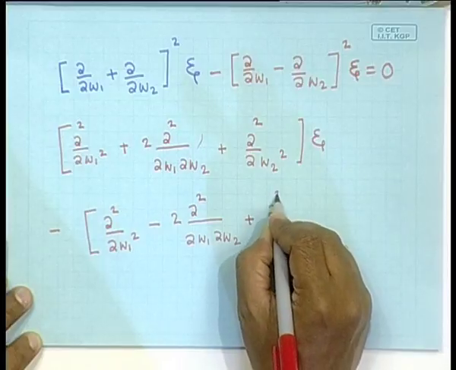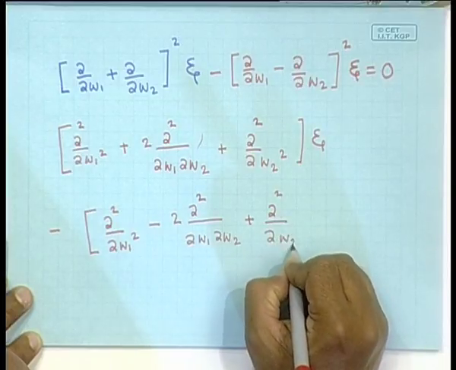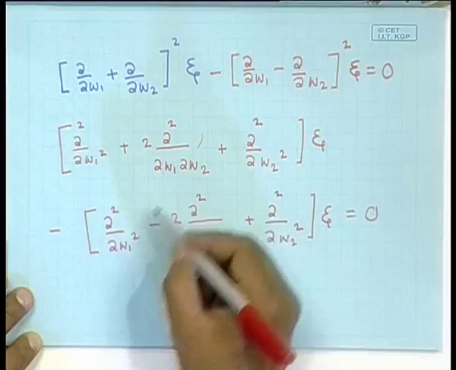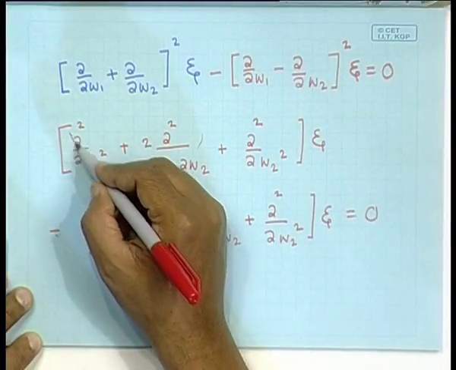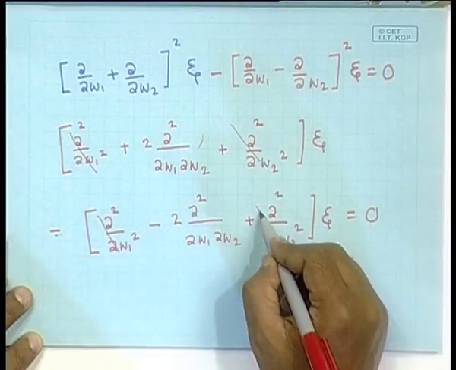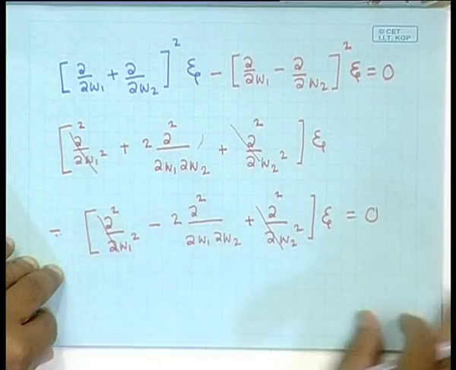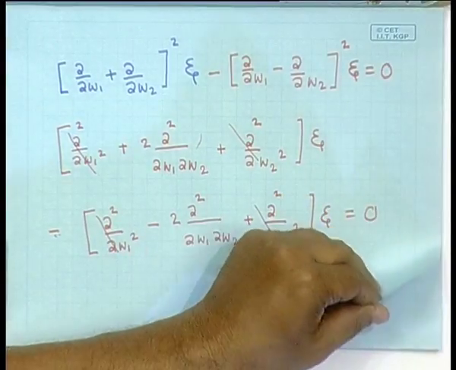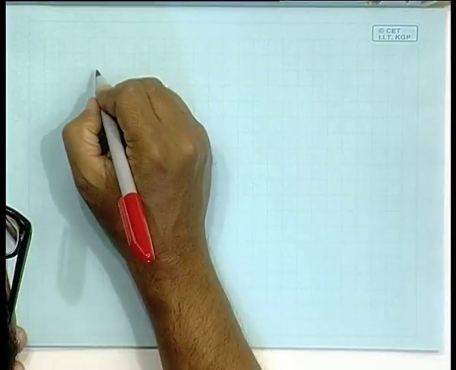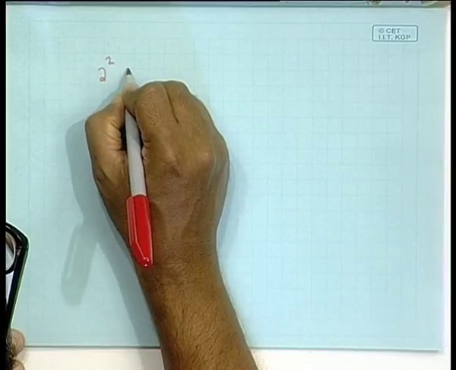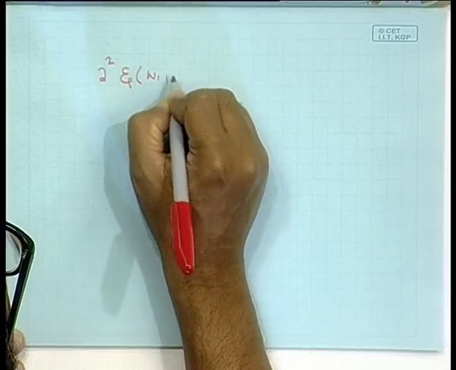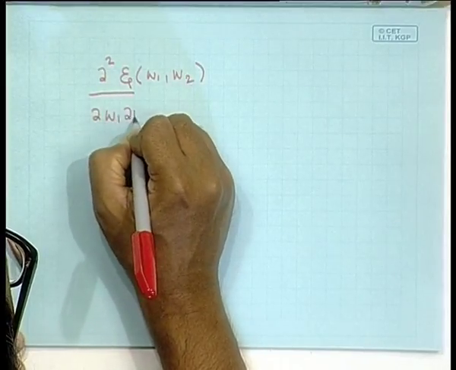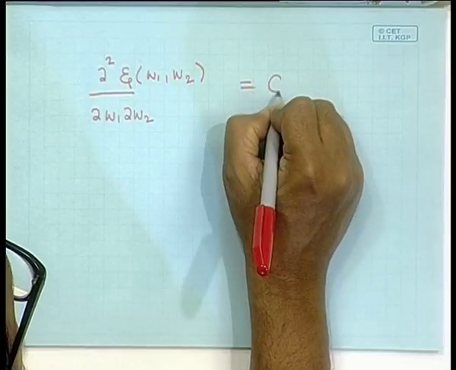plus this acting on psi is equal to 0. Now when you add these two terms, there is a relative minus sign here, so this will cancel out with this, and you are left with the equation that the second derivative of psi, which is a function of W1 and W2, with respect to W1, W2, is equal to 0.